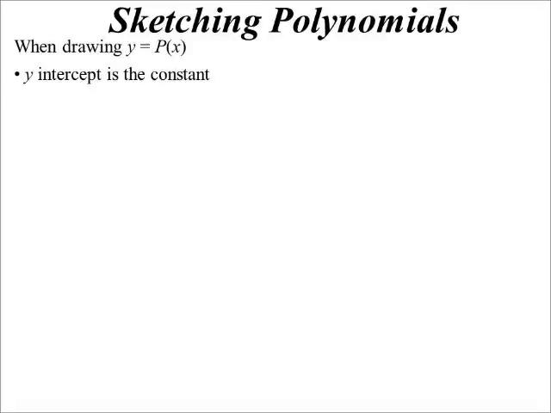This idea we did look at earlier in the year, back when we were looking at functions and things. Just a bit of a reminder, ideas when we're sketching polynomials. So if you want to draw a polynomial, the y-intercept is always the constant number by itself, because if you sub in x equals 0, you're just left with a constant number.